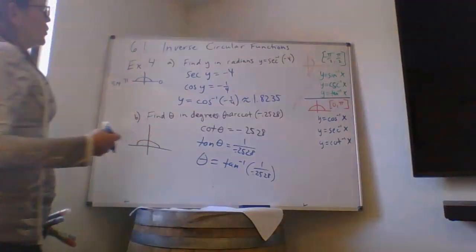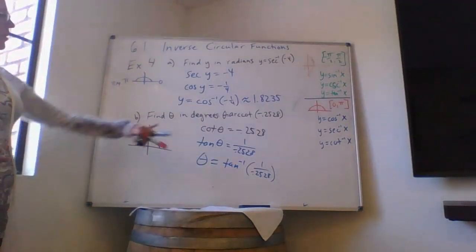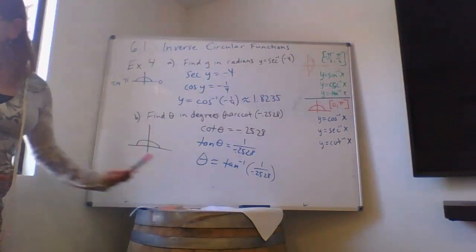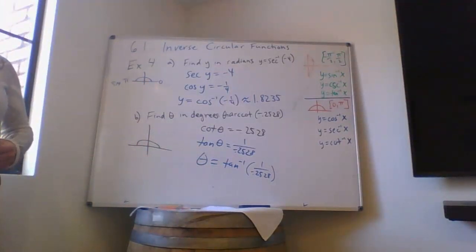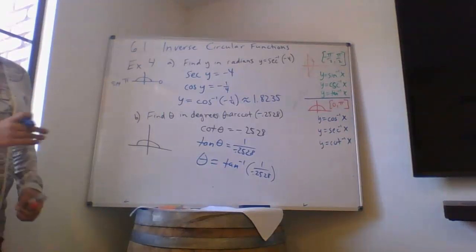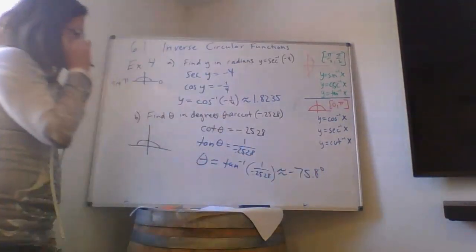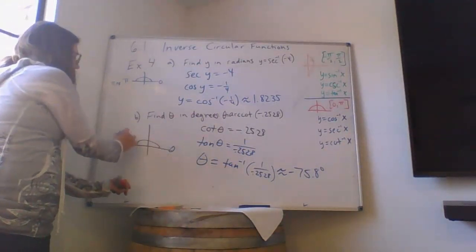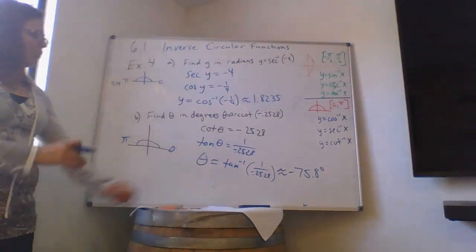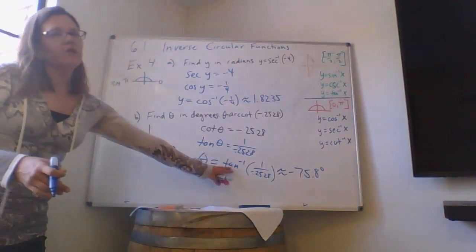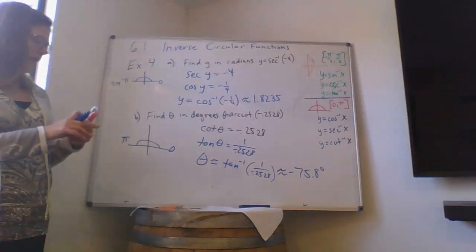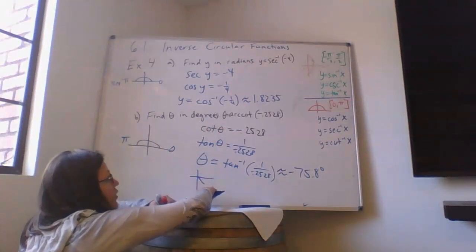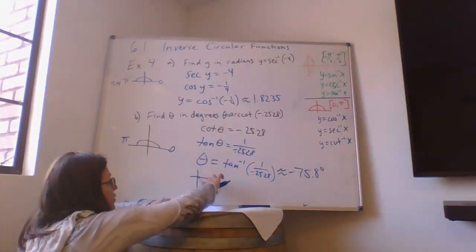Now, usually with inverses, we give our answer in radians. However, this specified to give it in degrees. So we'll make sure we're in degree mode. And we get negative 75.8 degrees. Okay, well, this is weird because we are expecting our answer for a cotangent to be 0 to pi. But remember, the calculator only knows that we're putting tangent inverse into the calculator. So our tangent gave us a value that was negative pi over 2 to pi over 2.